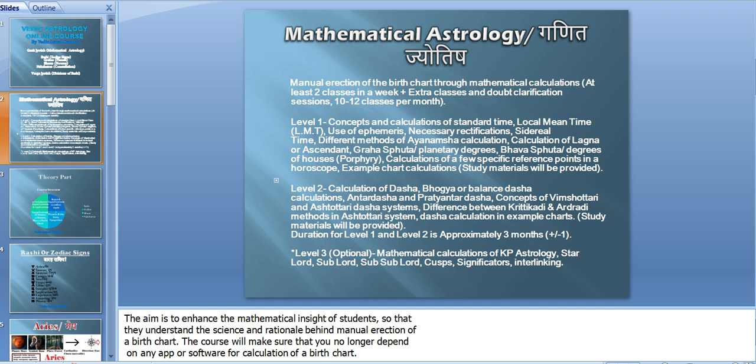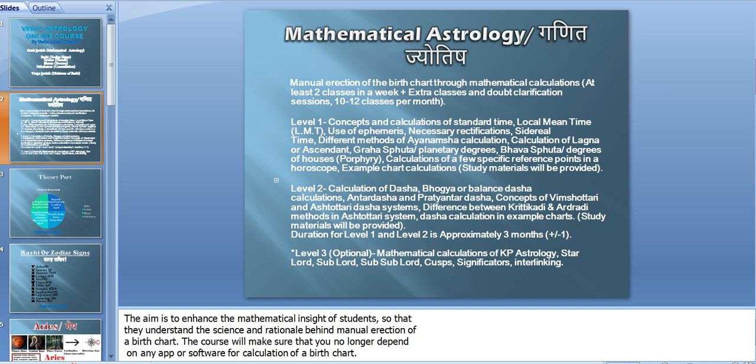Okay, then comes Grahasputa or planetary degrees, Bhavasputa or degrees of houses. We are going to do it in Porphyry's system. There are other systems like Placidius, etc.